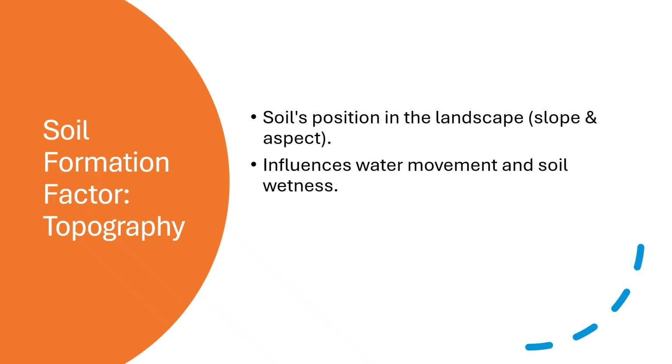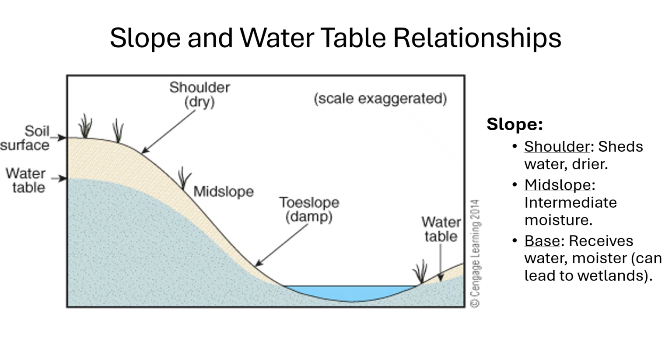Let's take a look at slope first. So, to discuss slope, think about a hillside. Okay, so we have this diagram here, and you're going to have different areas of this slope. Soils on the shoulder of a slope tend to shed water, right? That's steepest usually, and they're generally drier. Soils at the base or the toe slope often receive water from above, making them moister.